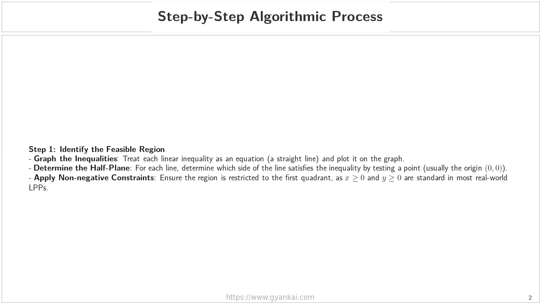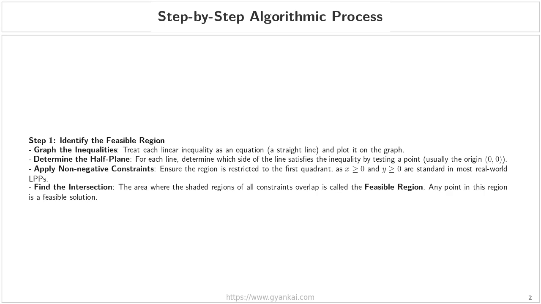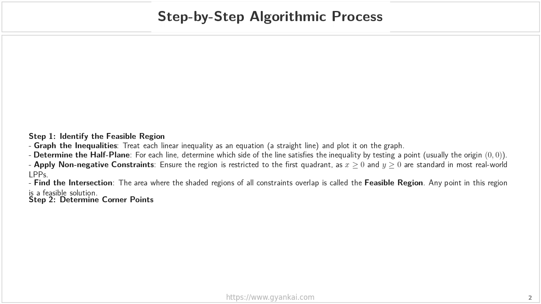Don't forget to apply non-negative constraints. In most real-world problems, like the production example we will see later, x is greater than or equal to 0, and y is greater than or equal to 0, so we focus our attention strictly on the first quadrant. Finally, find the intersection. The area where all your shaded regions overlap is what we call the feasible region. Every single point inside this overlapping area is a valid, or feasible, solution. Once you have that region clearly marked, we move to step 2, determining the corner points.